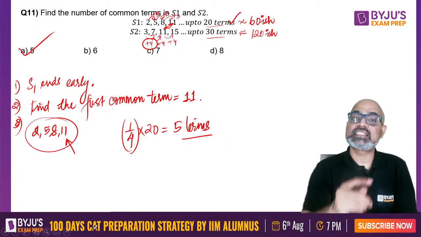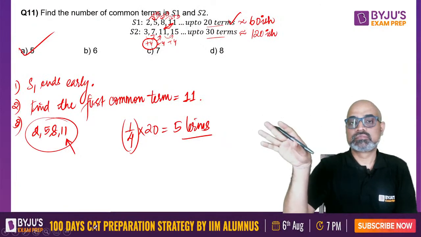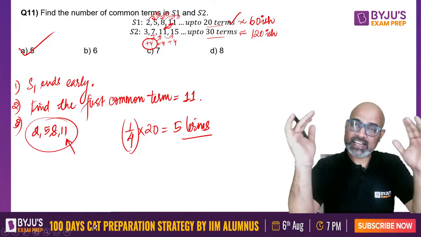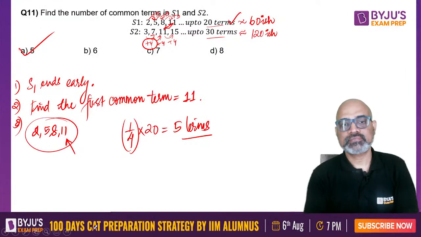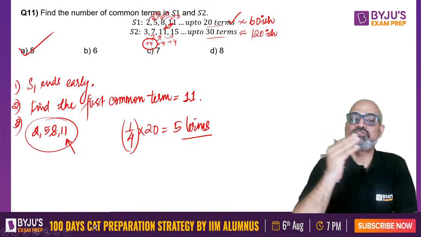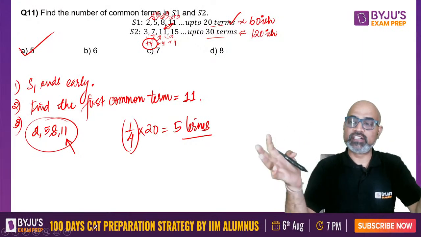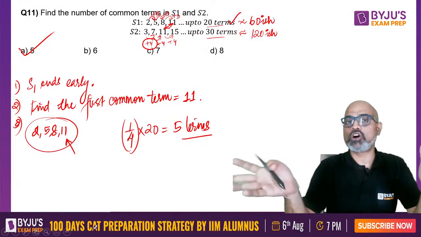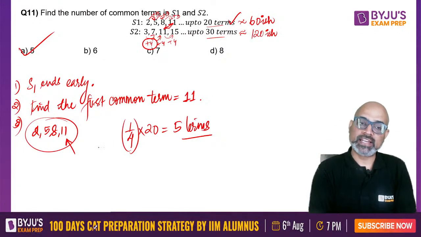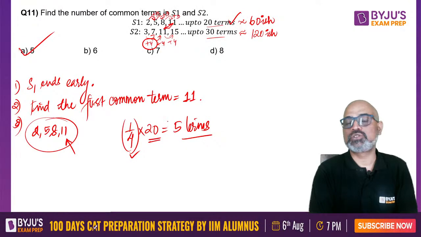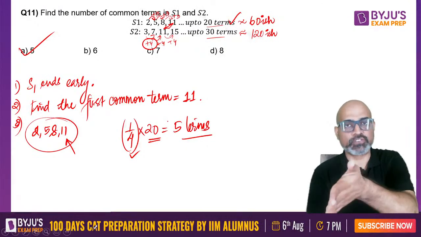Suppose the common difference of the second series was 6. Then you would write 6 terms of the first series and say that 1 in 6 is common. Suppose the common difference of the second series was 7, then you would take 7 terms of the first series and see how many terms were common. One term is common, or 2 terms are common, so you will write that fraction and multiply it with the total number of terms of the first series, because the first series ends first, no?